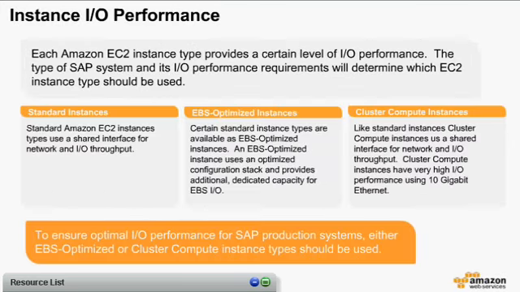From an I/O performance perspective, we mentioned the two EBS offerings, standard and provisioned IOPS. If you need a lot of I/O performance, we recommend using what we call EBS optimized instances. This basically gives you additional network bandwidth to the EBS volumes in order to support that extra I/O.